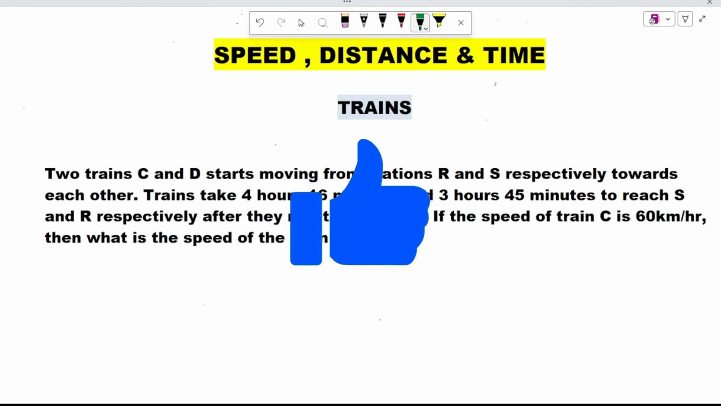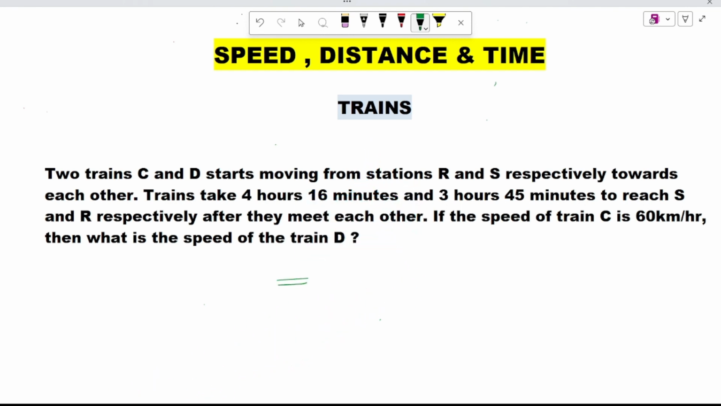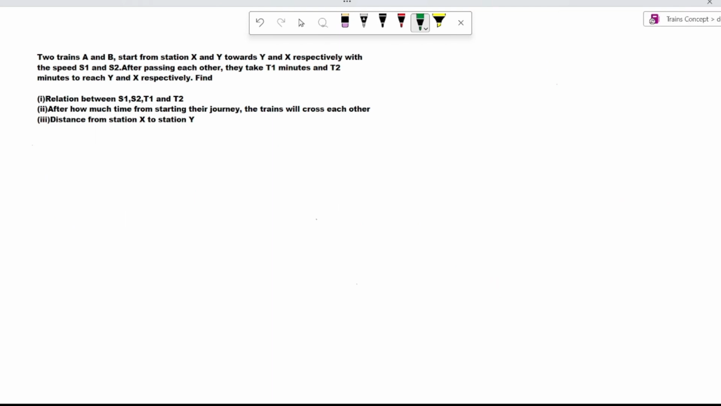Today we are going to learn how to solve this kind of train problems in less than 5 seconds using the formula S1 by S2 is equal to square root of T2 by T1. Like always, before solving the problems, let us learn the concept first. Let's see what they have given here.